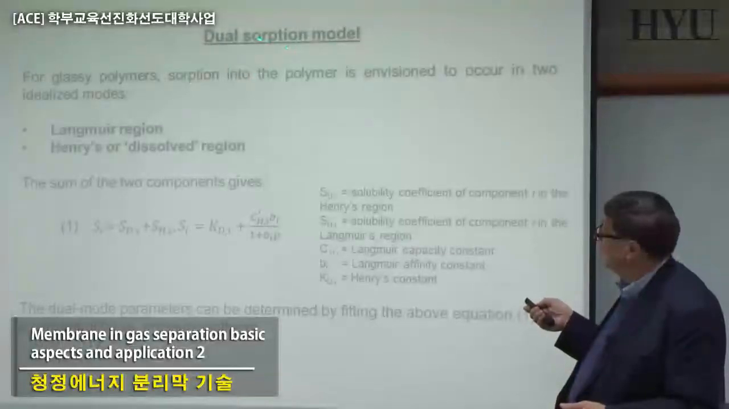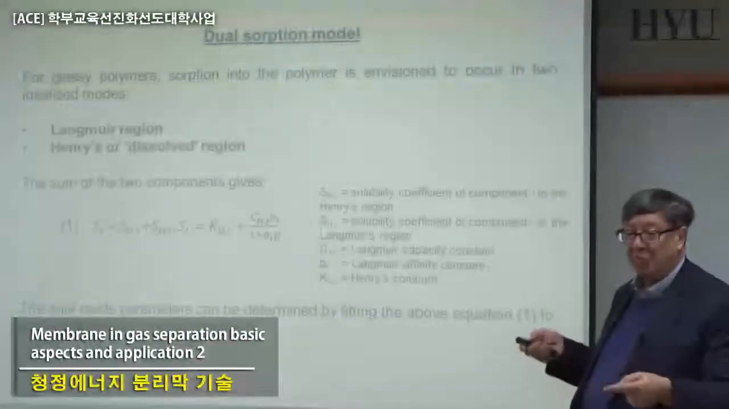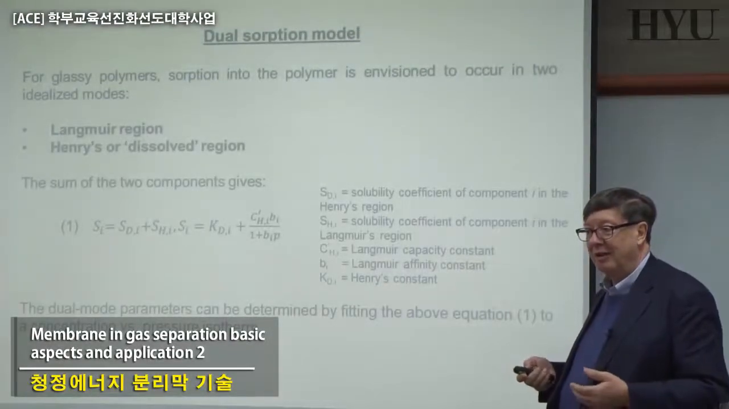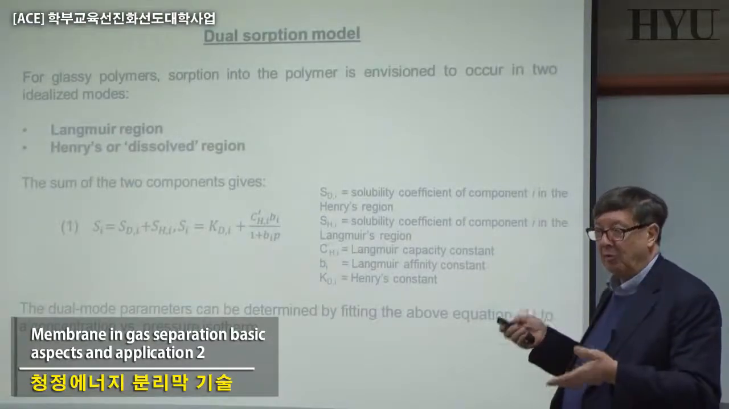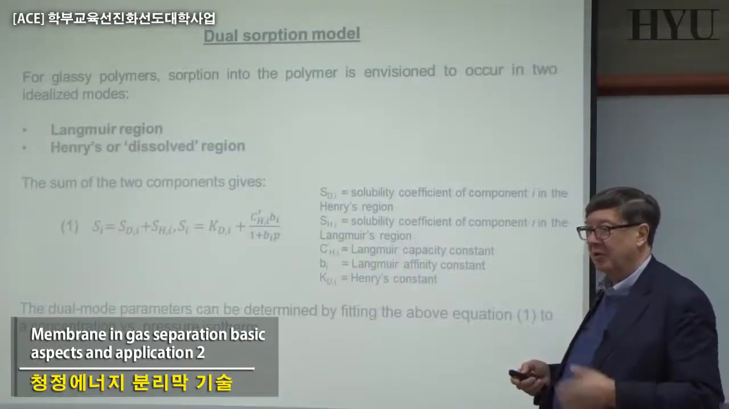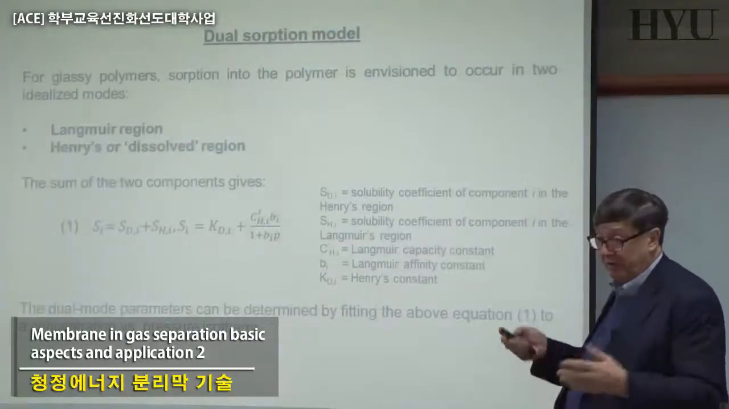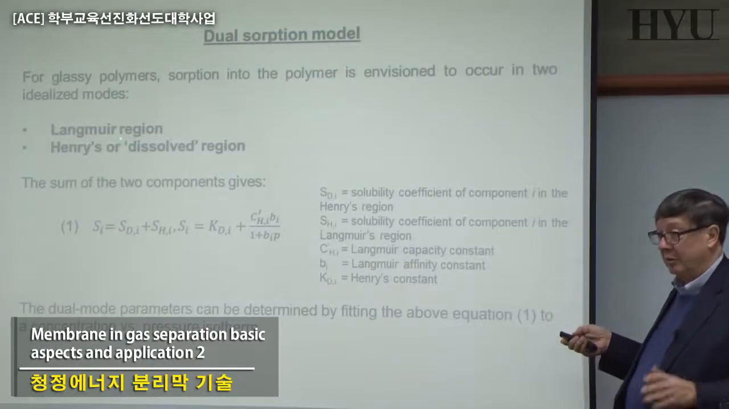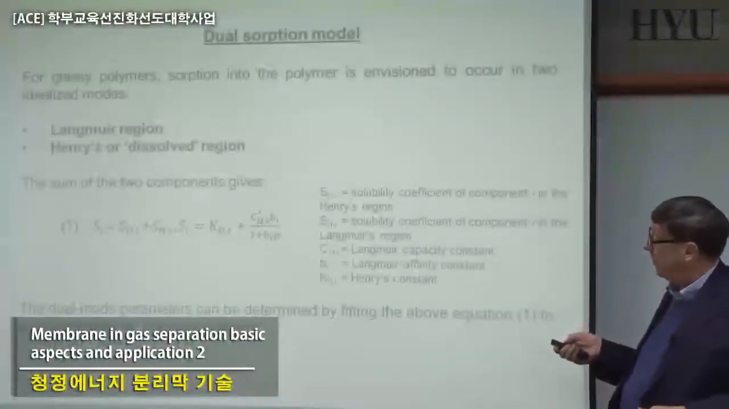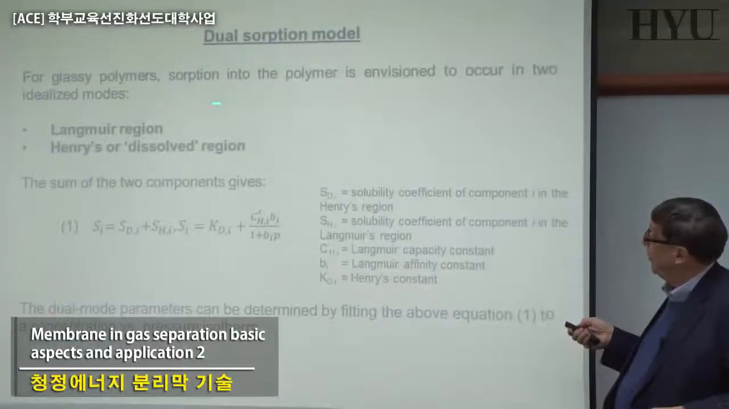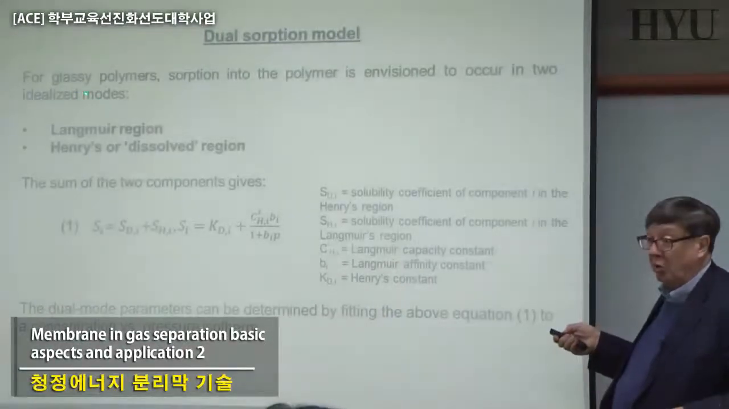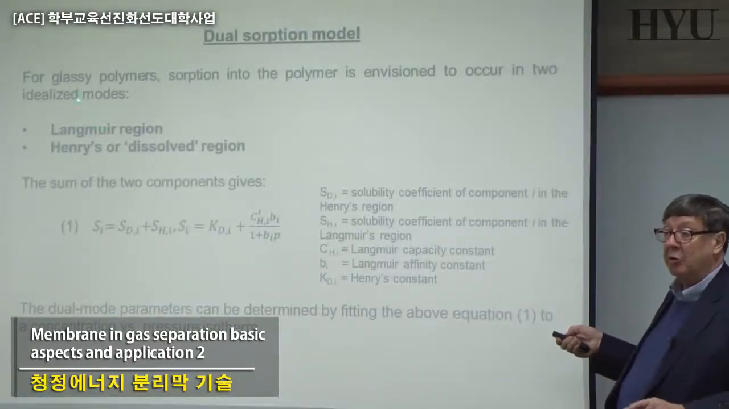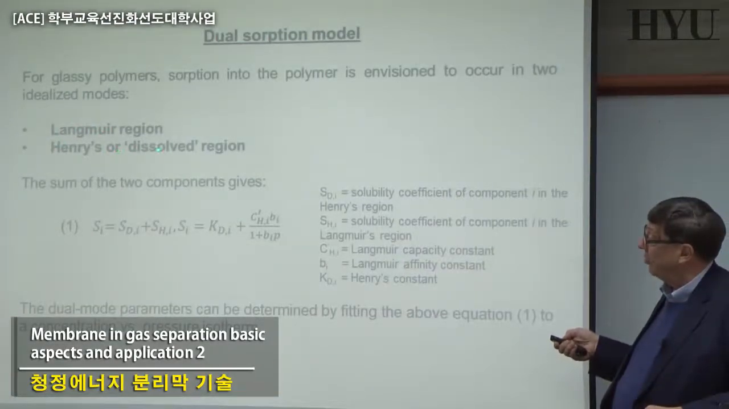The dual sorption model: Professor Don Paul was one of its inventors, and unfortunately he's not here this time. He developed this model years ago, when he was still a young professor, and it is very well utilized. This model assumes that in the transfer across your membrane you have two kinds of phenomena. In glassy polymers, you have two modes of transfer of the penetrant: one is the Langmuir region, and the other is the Henry or dissolved region.